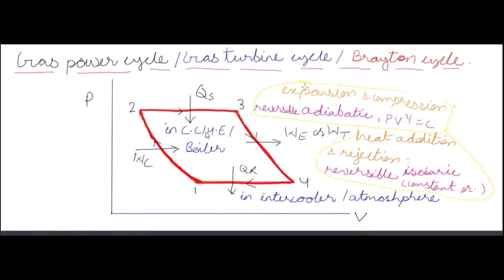If it's a regenerative cycle there will be a heat exchanger, so heat addition happens in combustion chamber or heat exchanger or boiler. Then there is an expansion which happens in turbine, and lastly the heat is rejected in the atmosphere or intercooler if you have one. So this is the cycle.